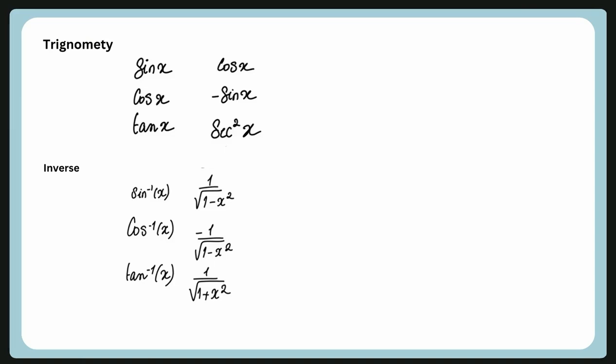All right, then we have the trigonometry. The derivative of sine of x is cosine of x, cosine of x is minus sine of x, and tangent of x is equal to sec squared of x. Then we have the inverse. The inverse of sine is equal to 1 over square root of 1 minus x squared. Cosine is minus 1 over square root of 1 minus x squared. Tangent is equal to 1 over 1 plus x squared.